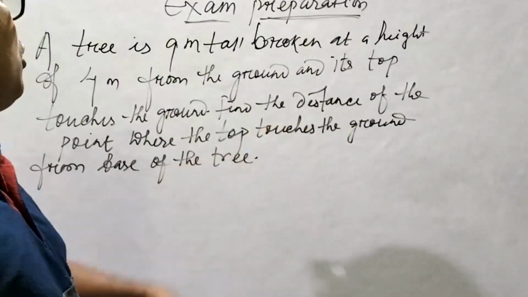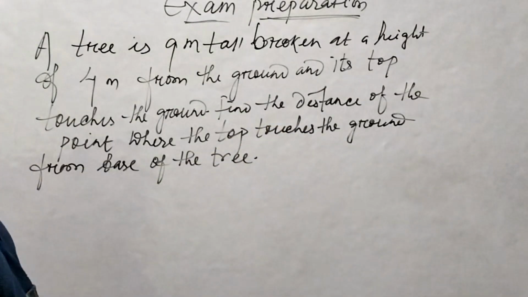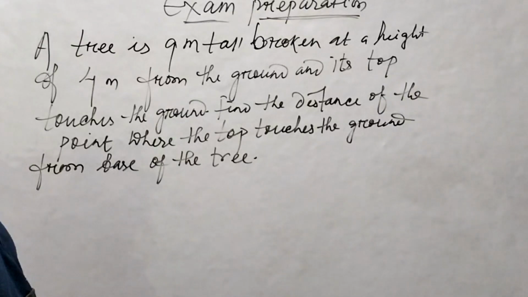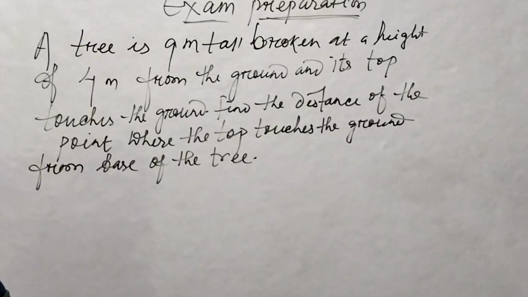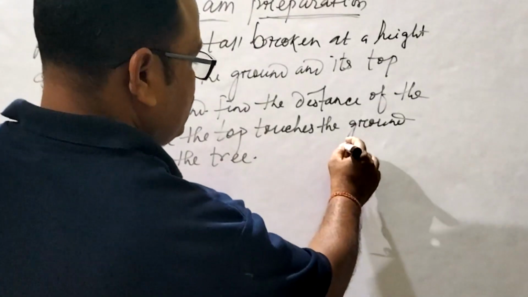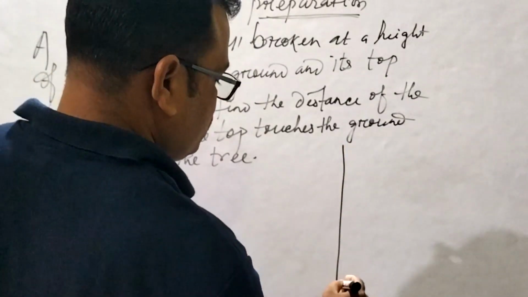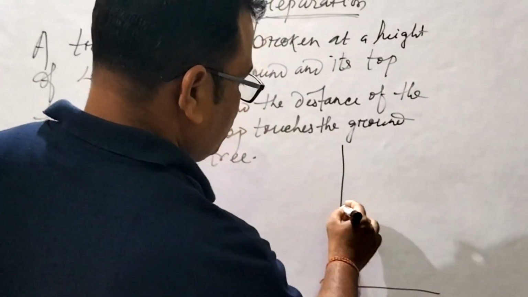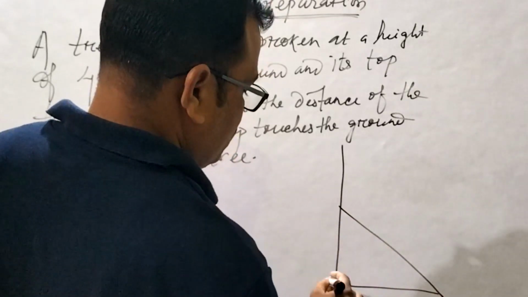A tree is 9 meter tall, broken at a height of 4 meter from the ground, and its top touches the ground. Find the distance of the point where the top touches the ground from the base of the tree. Let us construct the tree.